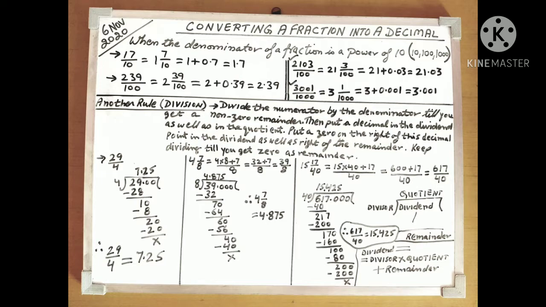So we can easily say that dividend is equal to divisor into quotient plus the remainder. Fine. So class, this was the process how to convert a fraction into a decimal. I hope it's very clear.